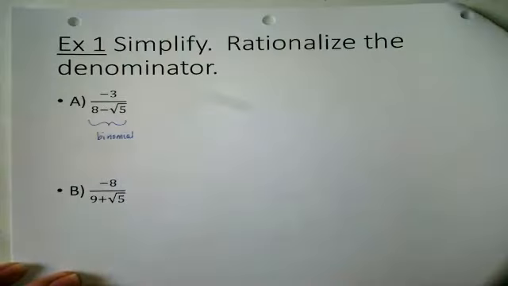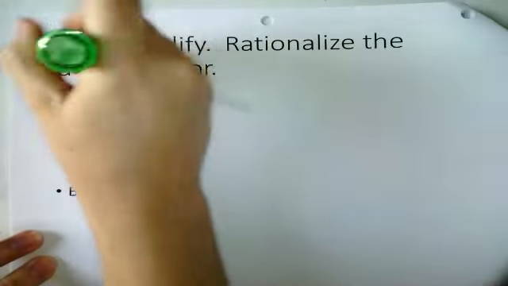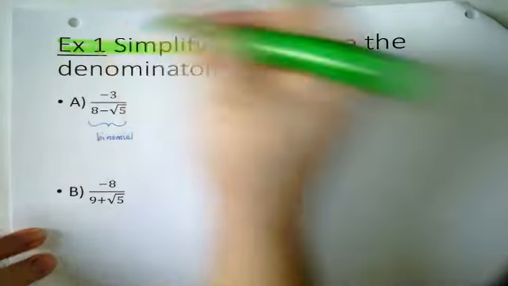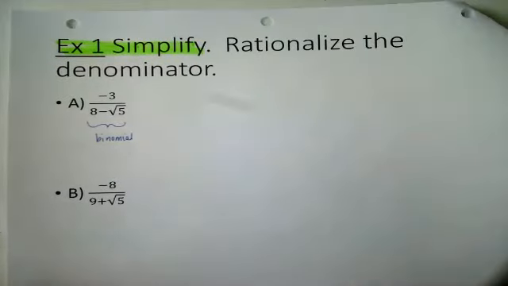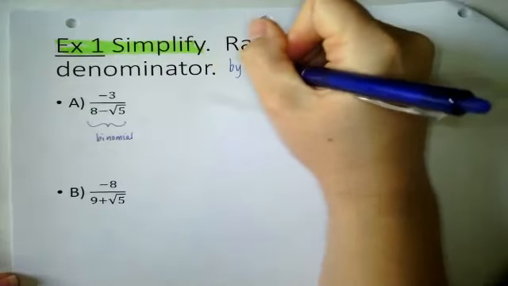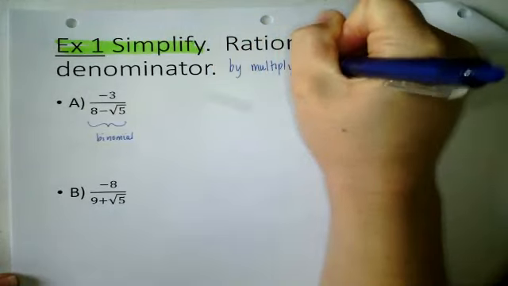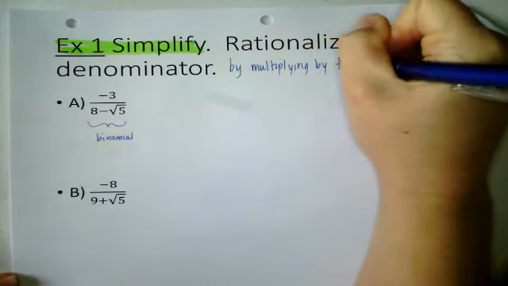So example 1 is simplify, rationalize the denominator. And again, they're telling us what to do, but it's a slightly different thing. Rationalize the denominator by multiplying by the conjugate.